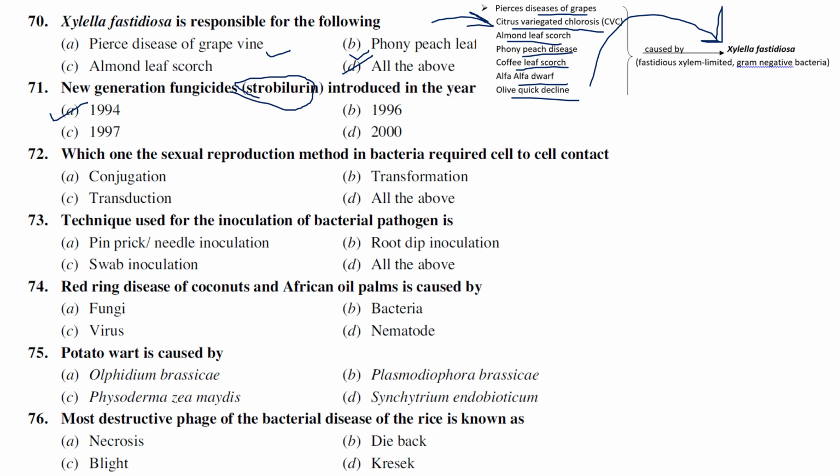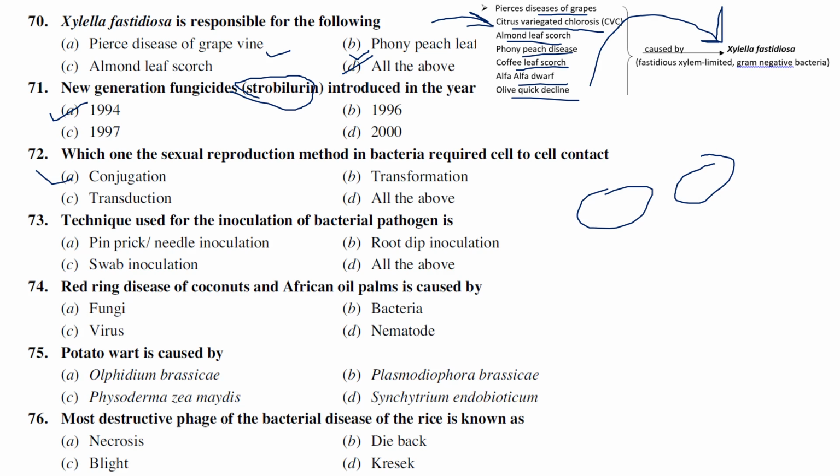Which one of the sexual reproduction methods in bacteria requires cell to cell contact? Generally conjugation is cell to cell contact, in transformation no cell contact is involved, and transduction involves bacteriophages. So the answer is conjugation. In conjugation, the donor and recipient bacterium come in contact with each other with the help of a small tube known as the conjugation tube. We can also call it the F pilus or conjugation pilus.